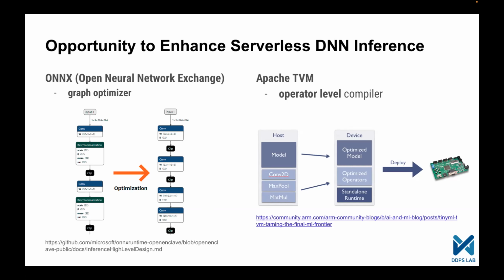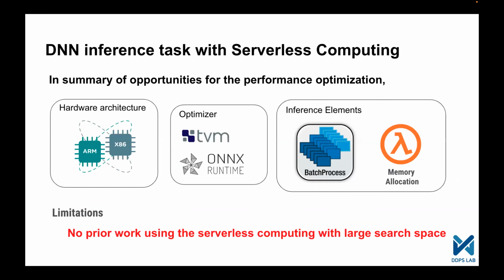In summary, we can use heterogeneous hardware and optimize compute resource allocation in serverless computing. And we can optimize DNN models using ONNX and TVM. And we can also use batch processing for DNN inference. Despite these various optimization options, there is no prior work that can help developers deploy DNN model serving workloads using serverless computing that provides a large configuration space.